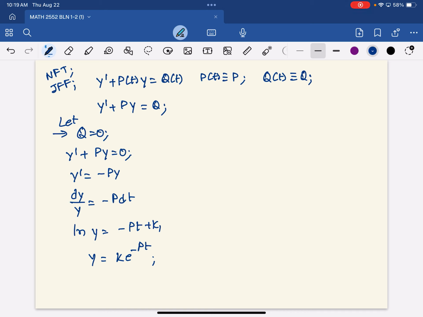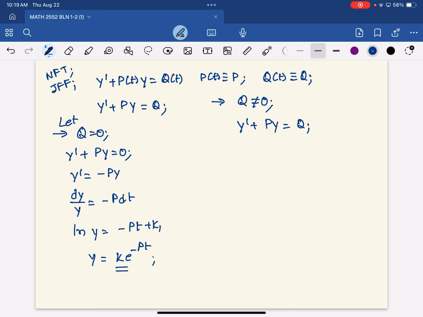How many solutions do I have here? You know the drill. Tell me fast. How many solutions? Infinitely many. How many parameters? One parameter. What is the parameter? The parameter is k, right? Then they said, okay, let's complicate the problem now. And then they said, let's make q not equal to 0. Okay. Then my problem is y prime plus py equals q.